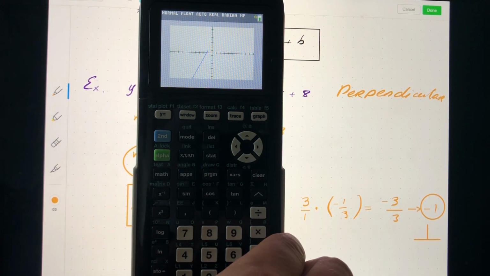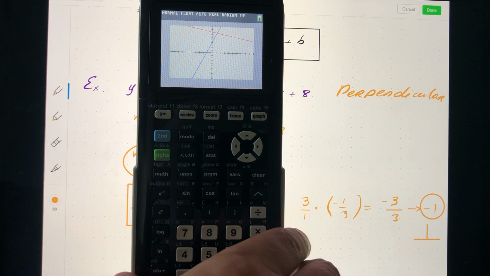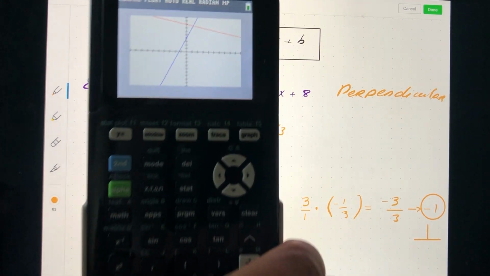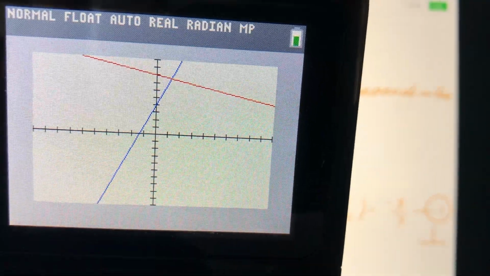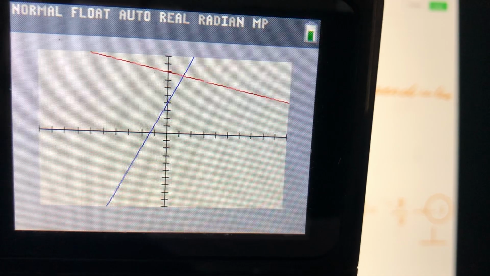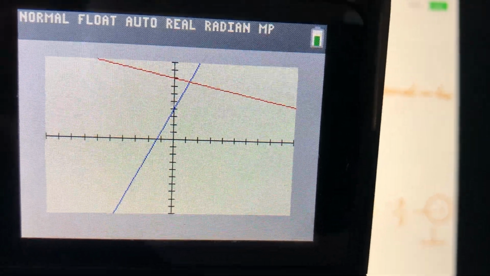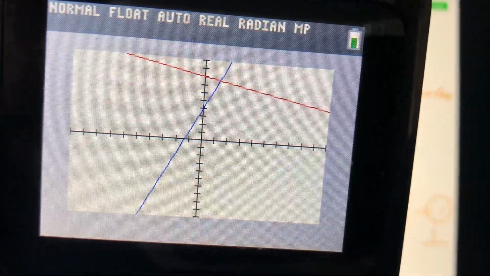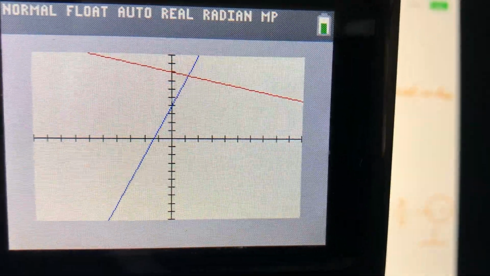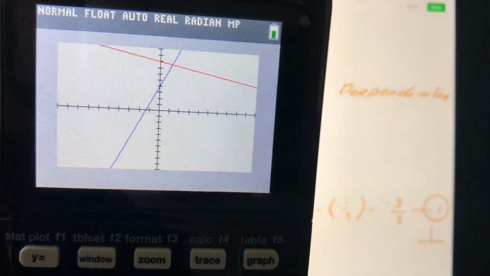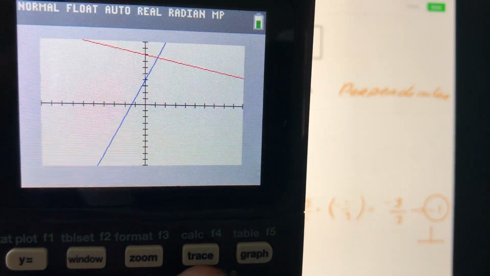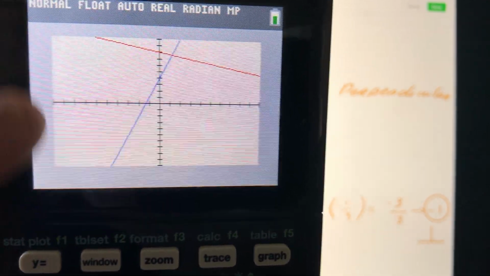Here comes the first line, and then the second line, and they cross, and it is not obvious from the calculator. Here is the picture up close. It is not obvious that the lines are exactly at 90 degrees. They look like maybe a few degrees more than 90. And the reason is that our window is not perfectly square, it's a rectangle. It's actually longer horizontally than it is vertically.